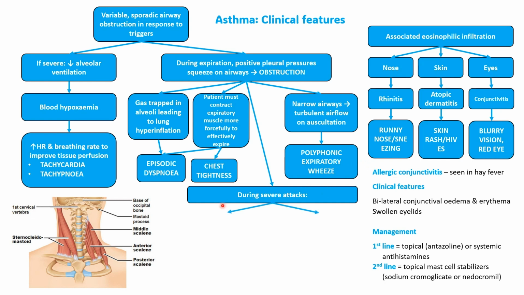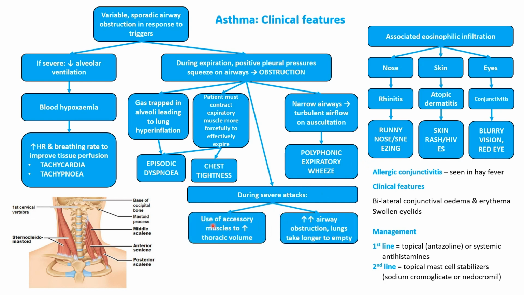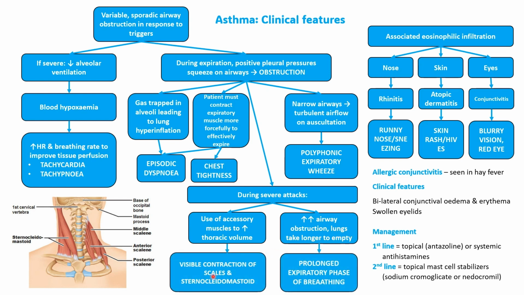During severe attacks, there's use of accessory muscles to increase the thoracic volume, and increased airway obstruction leads to the lungs taking longer to empty. So we have visible contraction of the scalenes and sternocleidomastoid muscles. We also have this prolonged expiratory phase of breathing, because it's taking longer for the air to be expelled from the lungs. The scalenes and sternocleidomastoid muscles function to increase the intrathoracic volume: the sternocleidomastoid elevates the sternum, and the scalenes elevate the upper ribs.